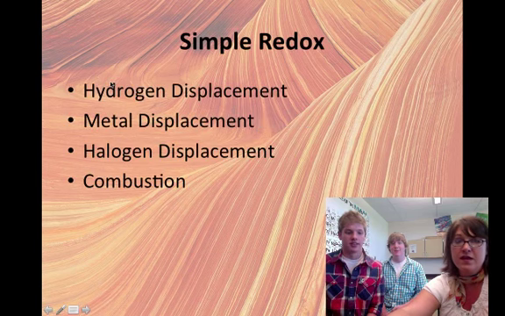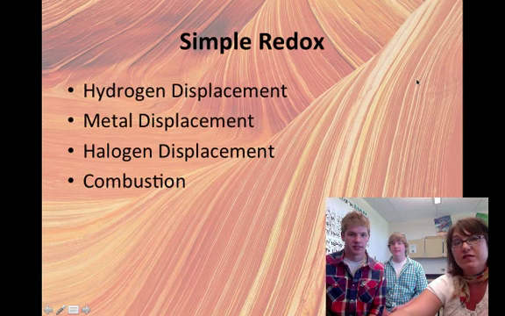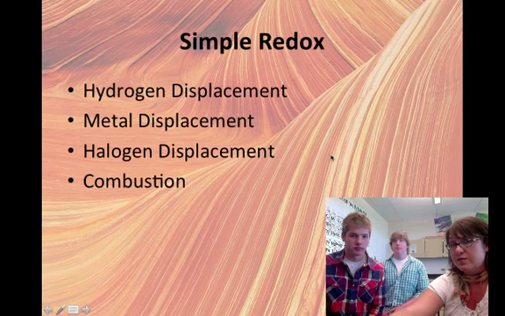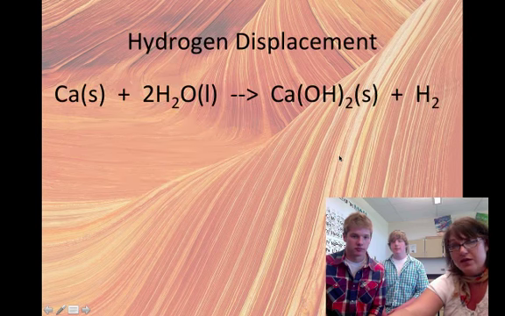Let's get started. We're going to look at some simple redox, and you've seen these before. Single displacement reactions are always redox reactions. So we'll have hydrogen displacement, metal displacement, and halogen displacement. And then combustion reactions are not single replacement, but they're always redox.